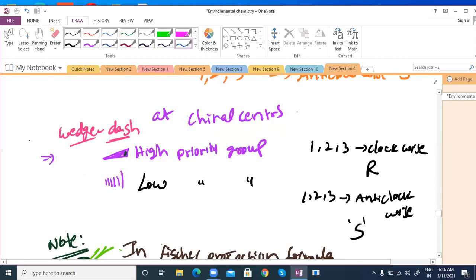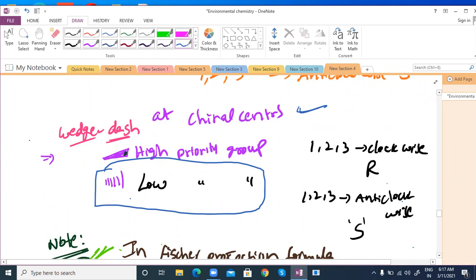Next two points. In the wedge-dash formula, you are writing at the chiral center only. The high priority group is on the thick line. If that is 1, 2, 3 clockwise, then R. If the low priority group is at the dotted line, then 1, 2, 3. You always have to think about this: the low priority group should be at the dotted line. This is the basic point you have to keep. Even if the high priority group is on the thick line, that is not secondary, but you have to check whether the low priority group is at the dotted line or not.